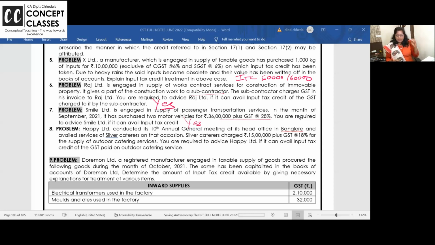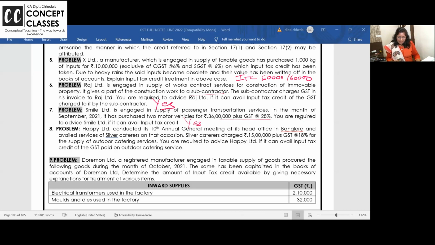One second. To all of you, Smile Limited will get the credit because they are providing the service. For which service is ITC allowed? Same line. Buy the motor vehicle, sell it. Or provide passenger service or goods transport service. And what is the third one in that? In the same line, that driving and all.